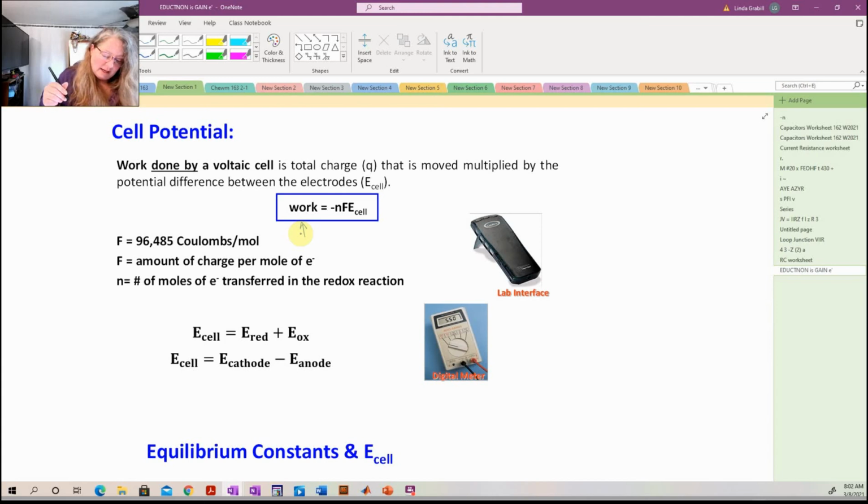And then n is just the number of moles transferred. So you can think of that as like the current. When I plug something in, I have current going. Well, this is just looking at the amount, the moles of electrons that are going to flow in that wire. And then the amount of force of charge per mole of electrons.